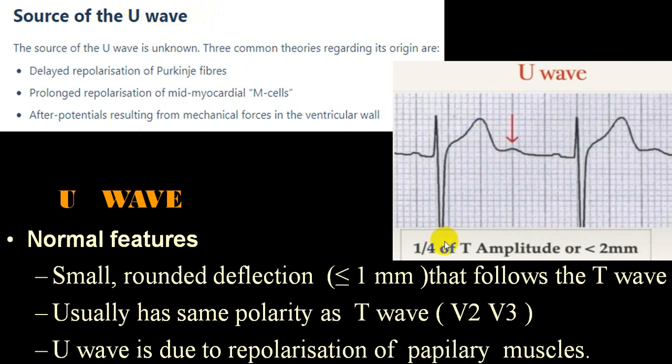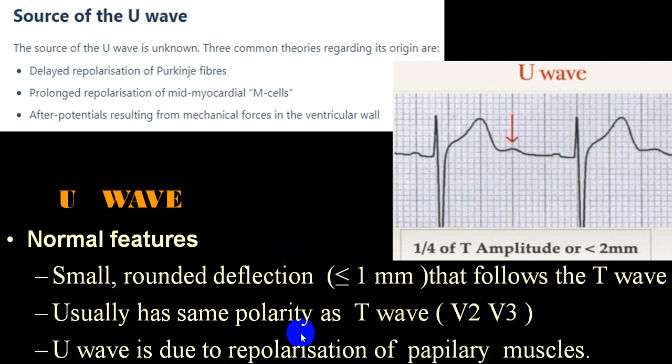The amplitude of the U wave is 1/4 of the T wave. So whatever is the amplitude of a T wave, 1/4 of that will be the U wave. This is the U wave, in lead V2 or V3, and it is always less than 2 millimeter. So it is never more than 2 millimeter. Indirectly, if it is more than 2 millimeter, or if it is more than 1/4 of the T wave, it will be abnormal. And by and large, the best way to see the U wave is in V2, V3.